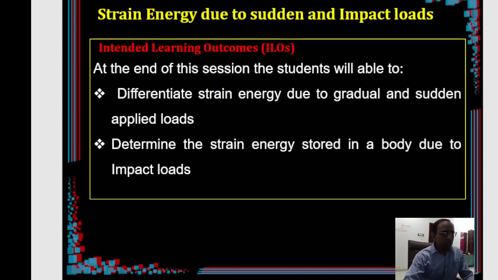I am hoping at the end of this particular lecture, at least you are able to get these learning outcomes: the difference between the strain energy due to gradual and suddenly applied loads, and also how to compute the strain energy stored in a body due to impact loads.